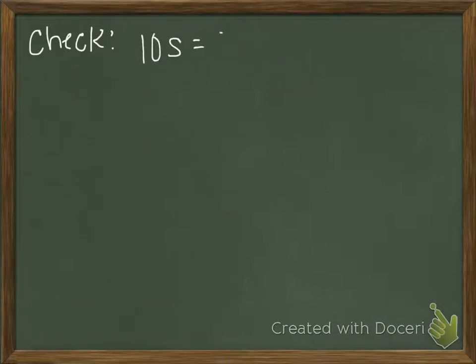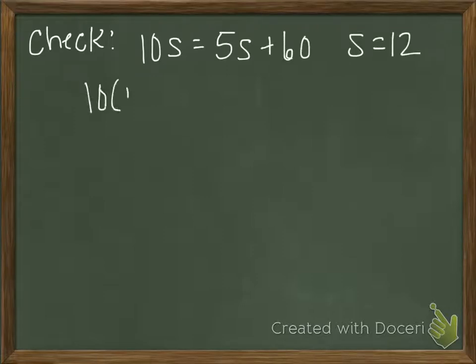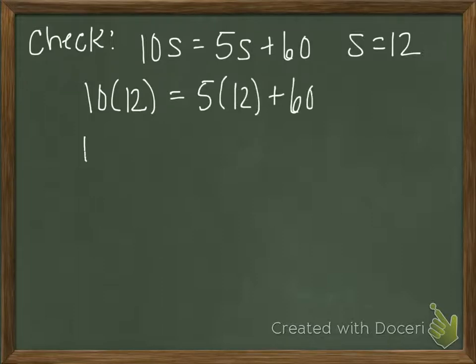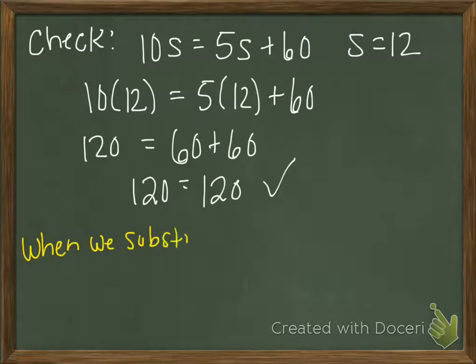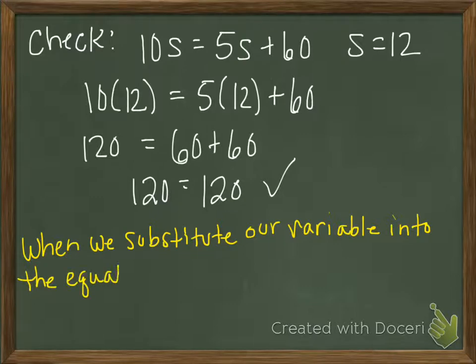And we are going to check our solution. 10s equals 5s plus 60 if s equals 12. So we have 10 times 12 equals 5 times 12 plus 60. 120 equals 60 plus 60, which is true. 120 does equal 60 plus 60. So when we substitute our variable into our equation, we have a true equation, which means that s does equal 12.